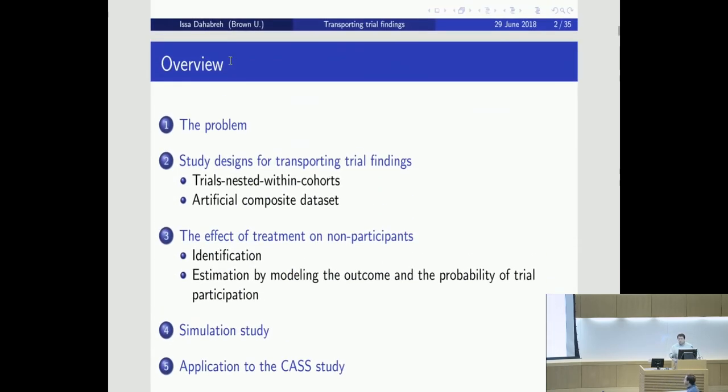Okay, so this is what I'm going to do. I'll set up the problem, first intuitively, then a little more formally, then I'll talk about study design, then I'll try to tell you how to estimate the effect of the treatment that was used in the trial, if it were applied outside the trial, then I'll show you a small simulation study to convince you that the stuff I say is almost correct, and then I'll show you an application in actual data in a very unique study.